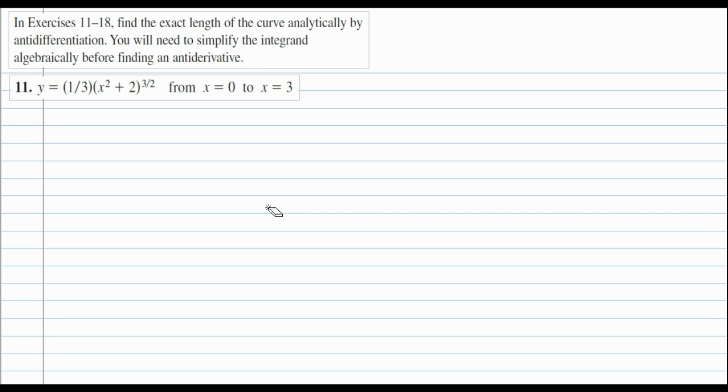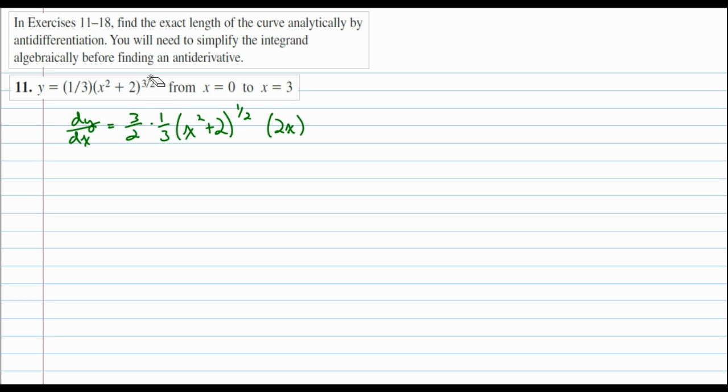So for number 11, I got another complicated-ish problem, 1/3 times x squared plus 2 to the 3 halves, and I'm going to find the length of that curve between 0 and 3. Well, I know I'm going to take the derivative eventually, and instead of doing it within the problem, I'm just going to take the derivative ahead of time, so I eliminate some possibility for mistakes if I do it separately.